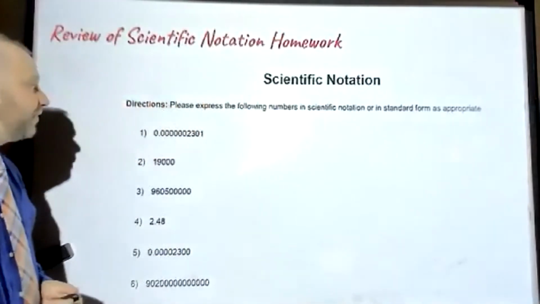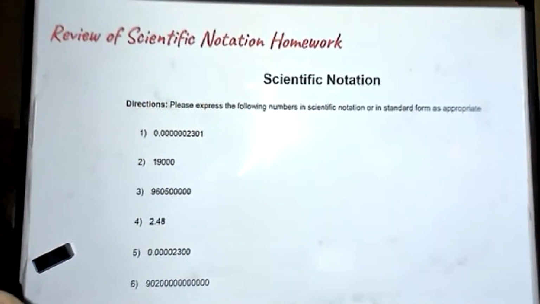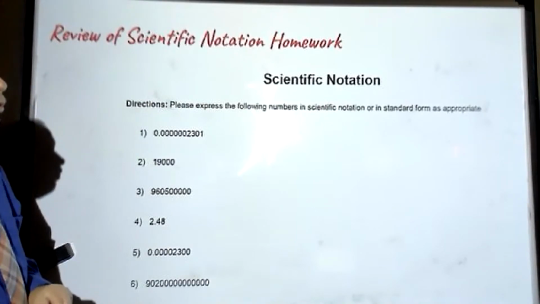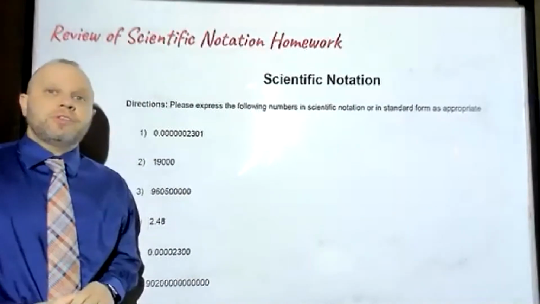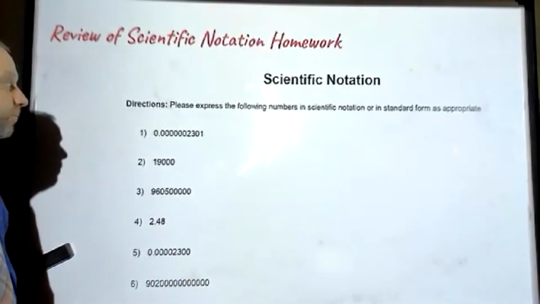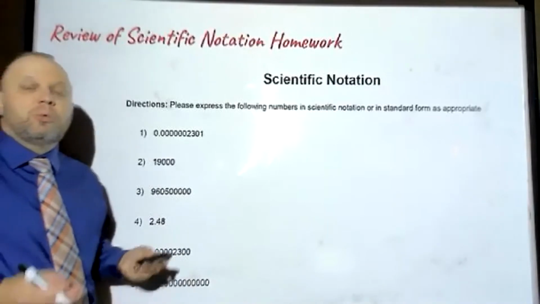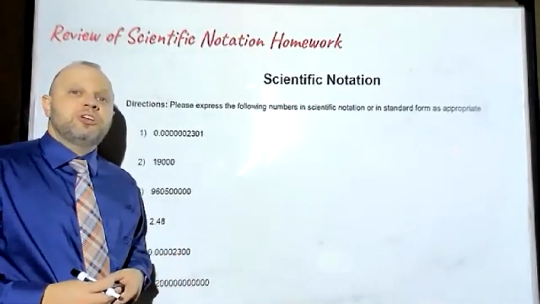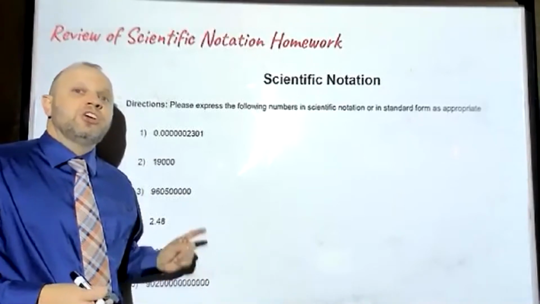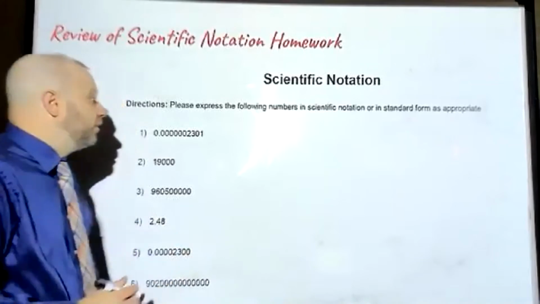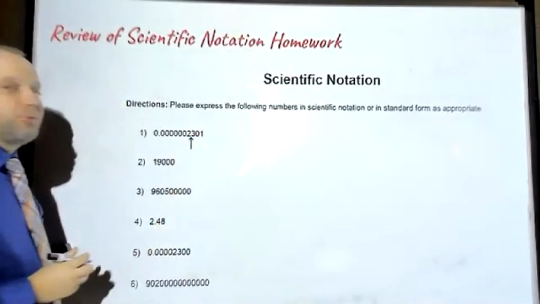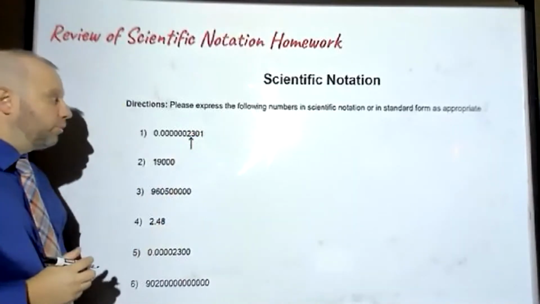So if we take a look at the first section here, it says, please express the following numbers in scientific notation or in standard form as appropriate. Now, we're starting off with numbers in standard form, so obviously we're going to be taking these to scientific notation. So, as a reminder, when a number is in scientific notation, one non-zero digit, so a digit between 1 and 9, should be to the left of the decimal point. So in this case, our decimal point is going to end up right here between the 2 and the 3.